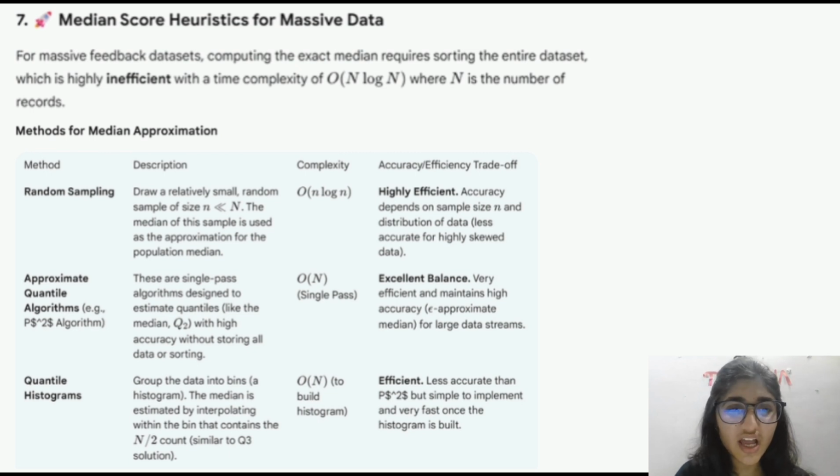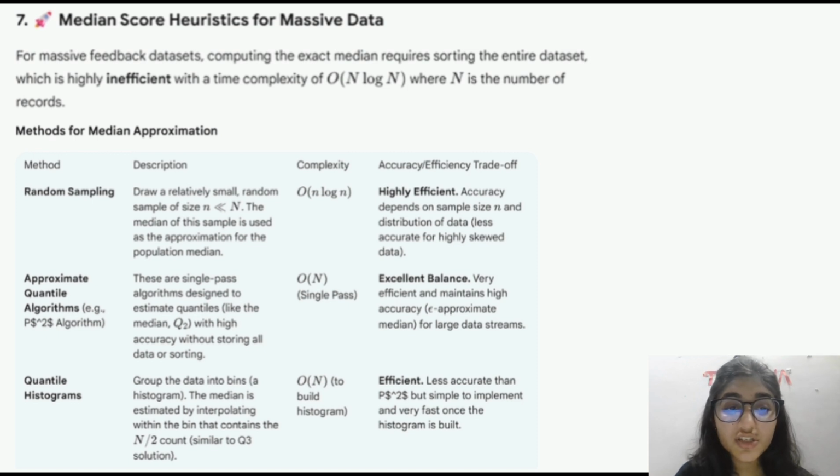So the answer is: for massive feedback data sets, computing the exact median requires sorting the entire data set, which is highly inefficient with a time complexity of O(n log n), where n is the number of records. So the methods for median approximation are random sampling, approximate quantile algorithm, and quantile histogram.